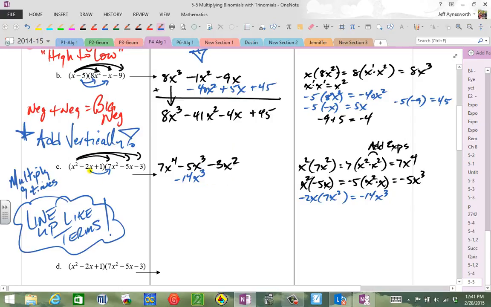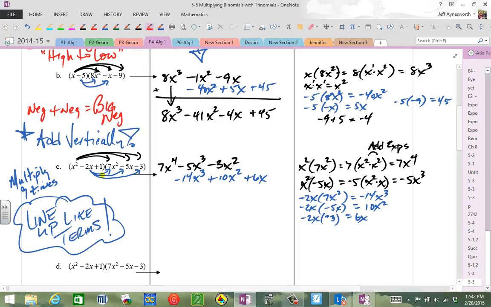Okay? Now we've got second term times second term. We've got negative 2x times negative 5x. That gives you a 10x squared. Why? Negative times a negative is a positive. X times x is x squared. So plus 10x squared. And notice that I line them up. Then I can take my second term times the third term. Negative 2x times negative 3. Well, just 6x. So plus 6x here. 4th degree, 3rd degree, 2nd degree, 1st degree. Add up like terms, line vertically up.